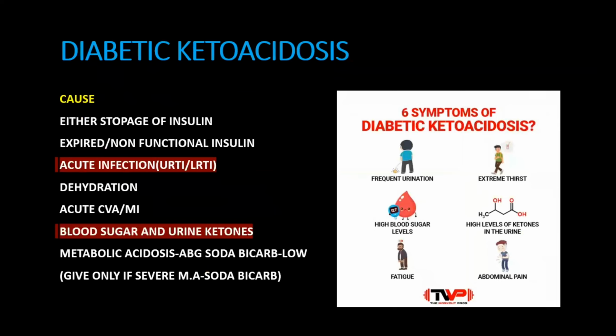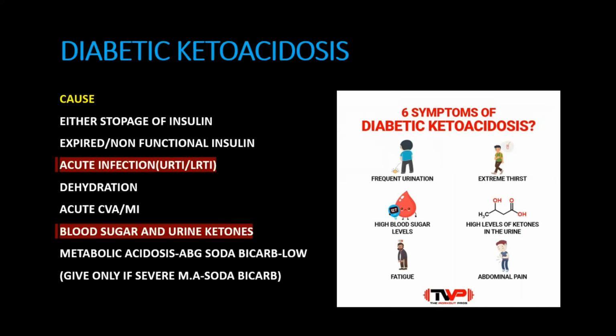Diabetic ketoacidosis. What is the cause? Either stoppage of insulin, or expired or non-functional insulin, or acute stress conditions like acute URTI, LRTI, and acute CVA or MI, and dehydration.